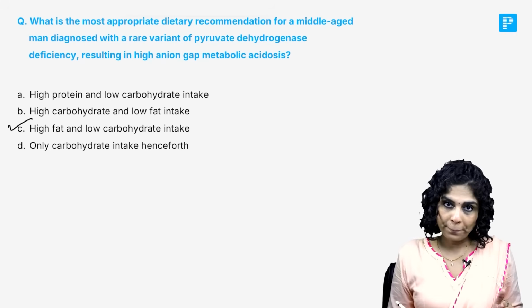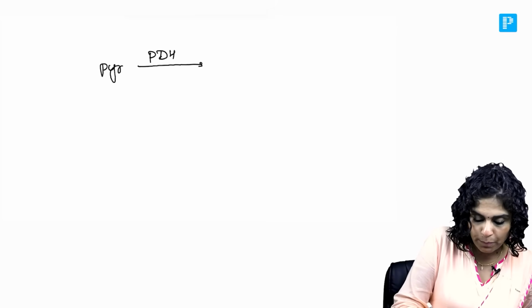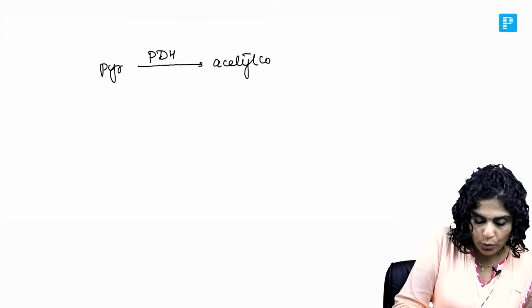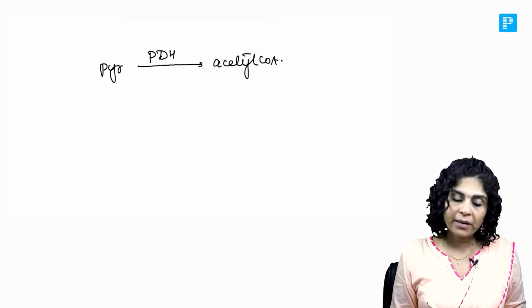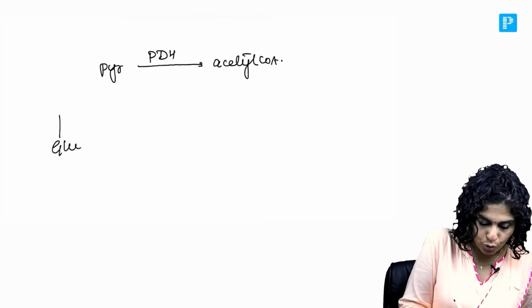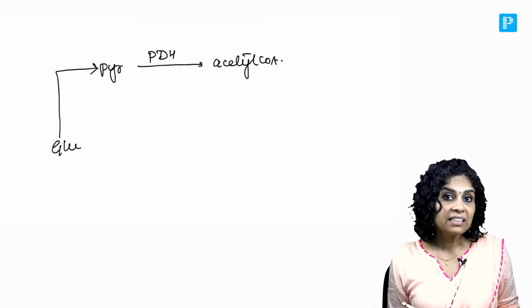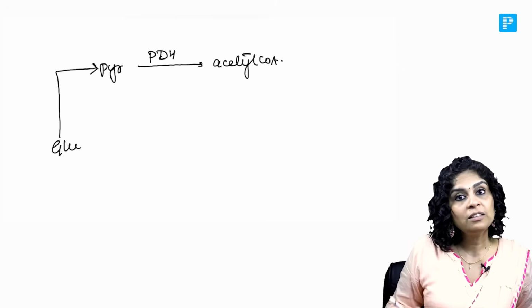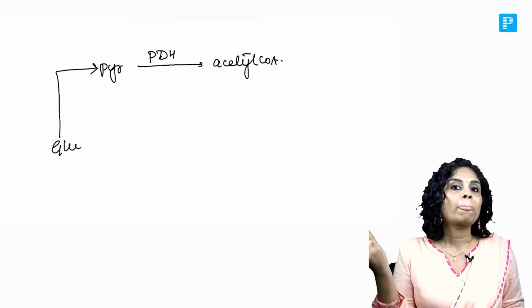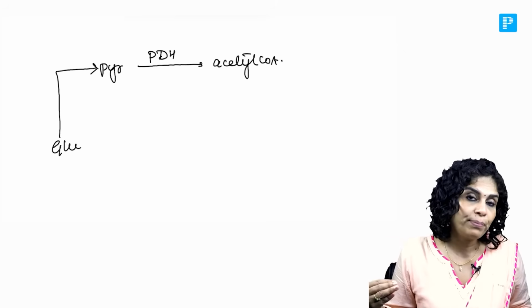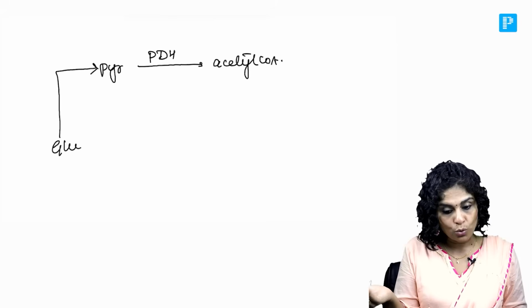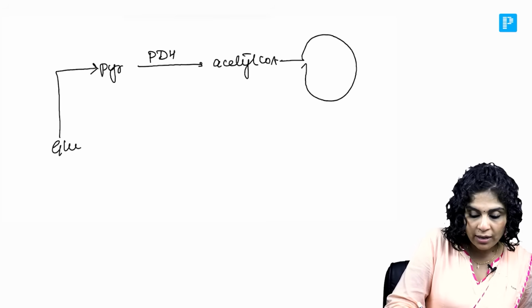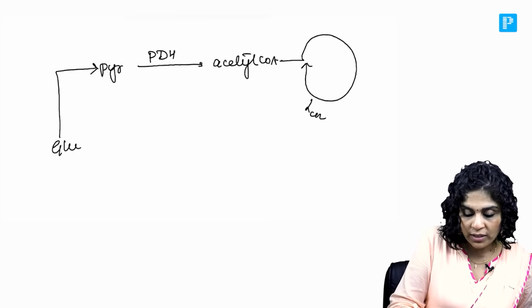Let me explain why. So what does pyruvate dehydrogenase actually do? Pyruvate dehydrogenase converts pyruvate into acetyl-CoA. From where do we get this pyruvate? We get this pyruvate from glucose. So carbohydrate in the diet gives rise to glucose in the intestine. That glucose enters into the cell. Within the cell, glucose becomes pyruvate. Then pyruvate dehydrogenase complex converts pyruvate into acetyl-CoA, after which acetyl-CoA enters into citric acid cycle, comes out as carbon dioxide.